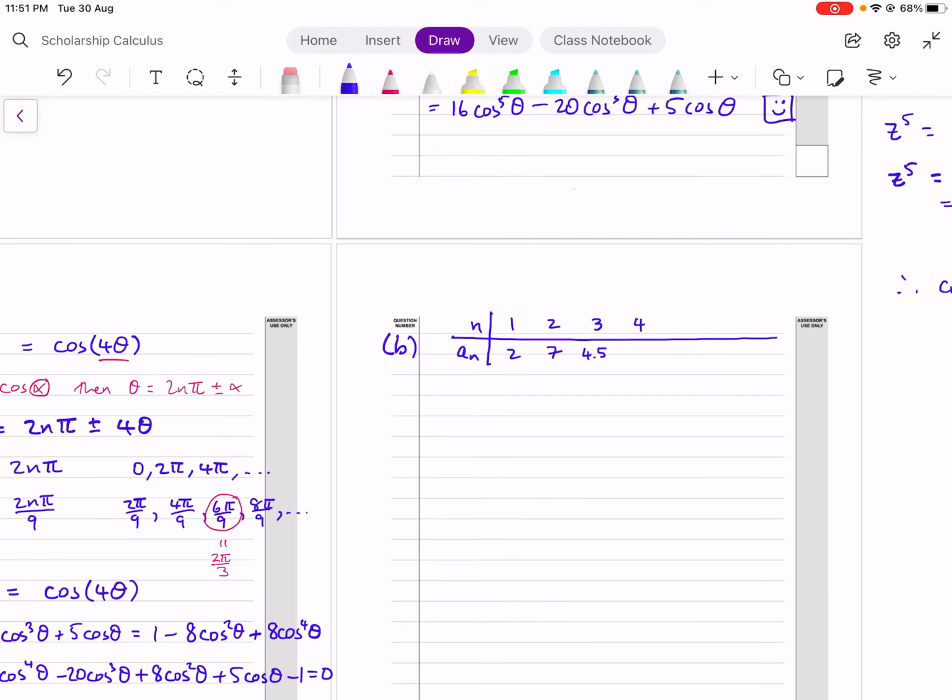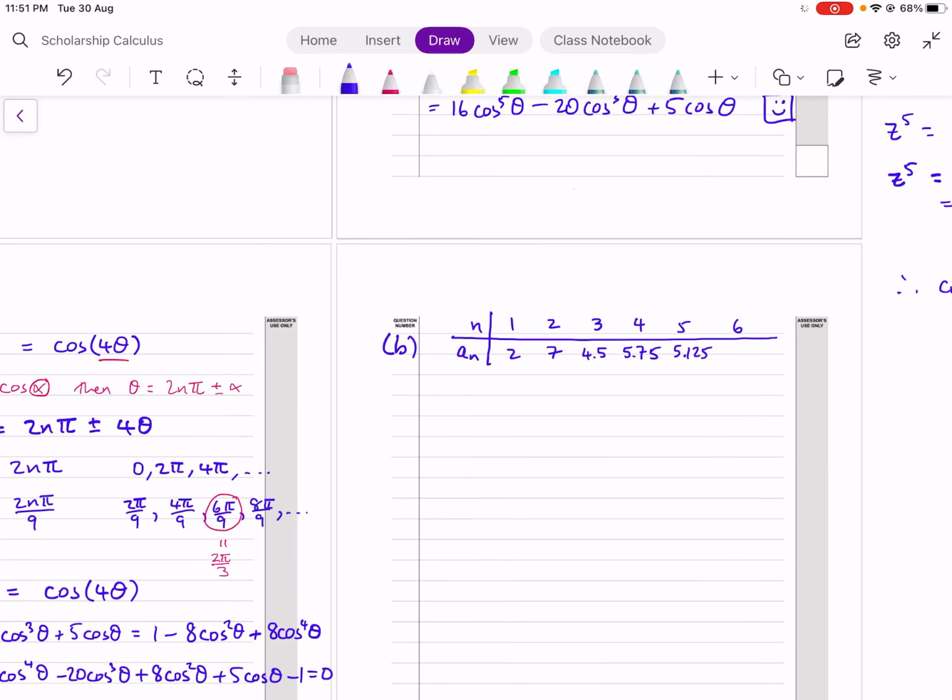Okay, then for the fourth one, I want to take those two terms and average them. 5.75. 5.125. Just one more. Let's see if that helps us establish a pattern.